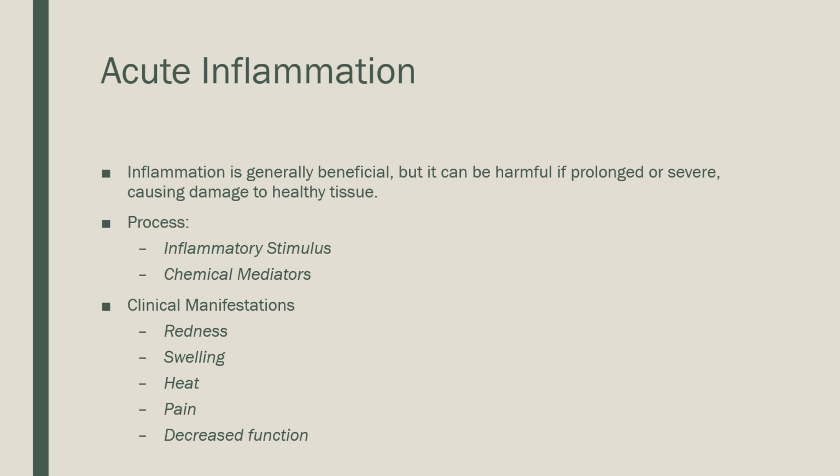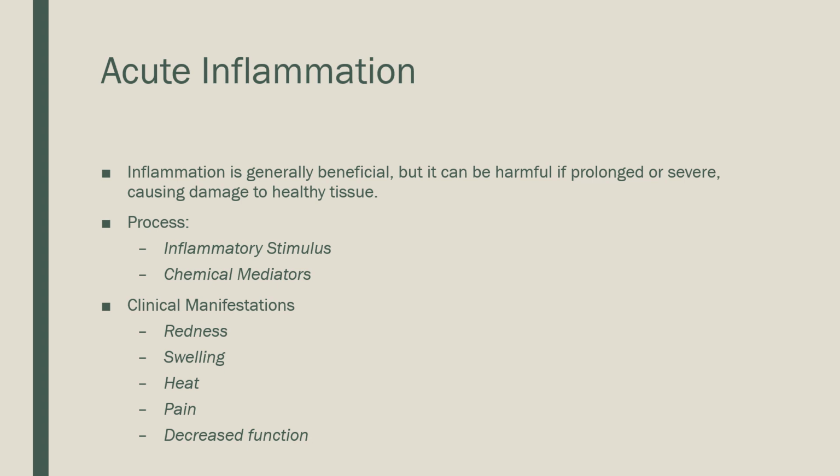Inflammation is generally beneficial, but it can be harmful if prolonged or severe, causing damage to healthy tissue. Some of the clinical manifestations of acute inflammation include redness due to arterial constriction and vasodilation, swelling caused by exudation of cells and leukocyte infiltration, heat from vasodilation, pain from increased pressure from edema on nerves, and decreased function due to loss of movement or function at the site.